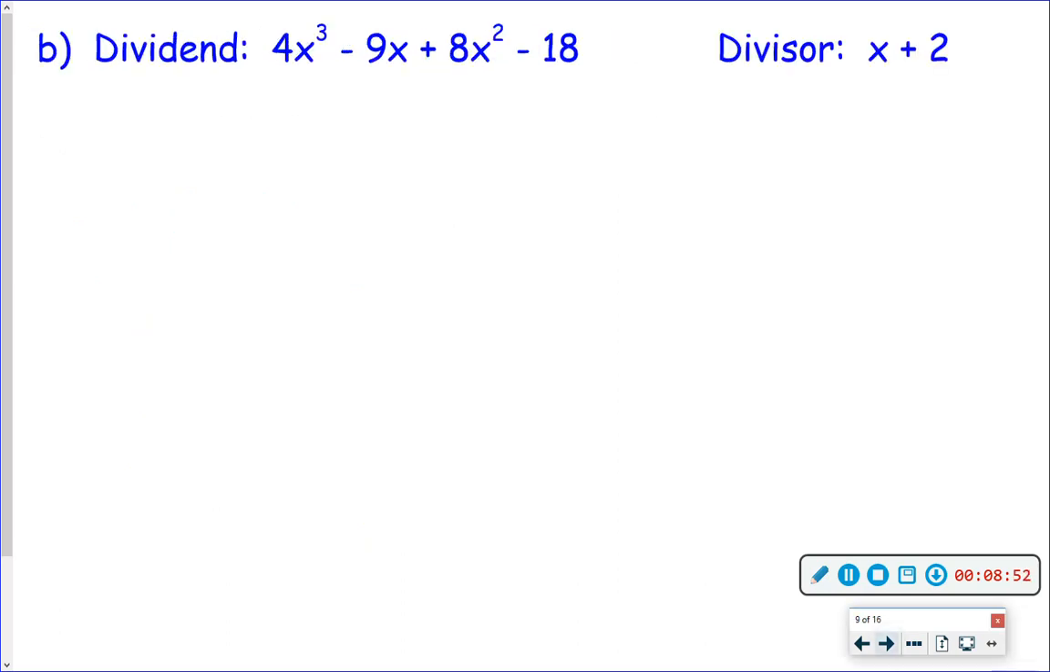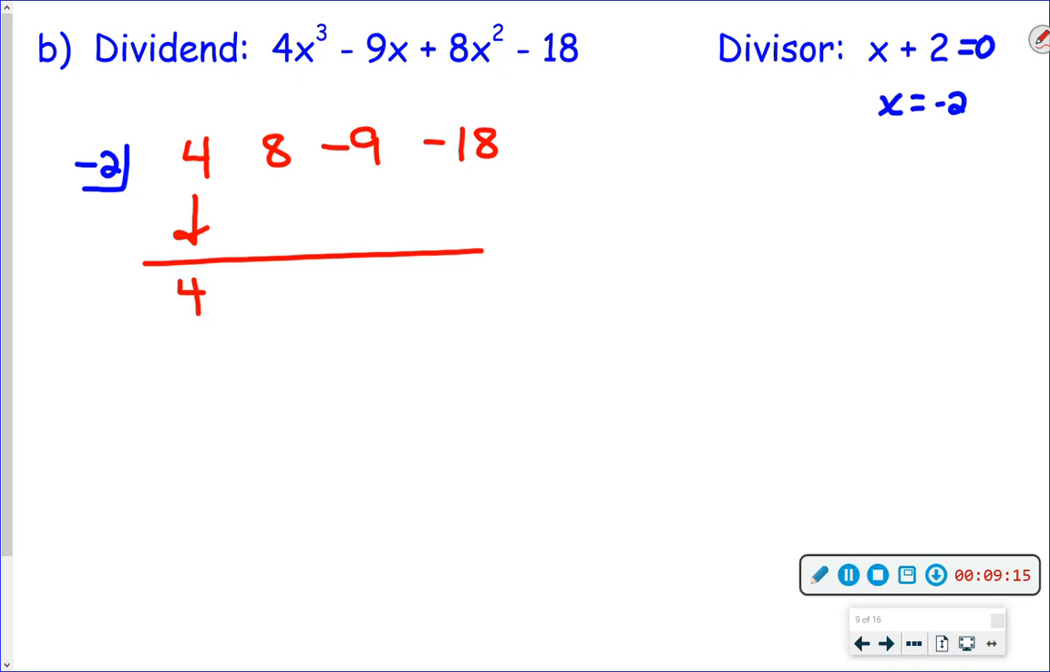So here we go, let's practice again. So first things first, I'm going to set my divisor to 0, find the 0. You can do that, of course, all mentally in your head. Now, on your dividend, be careful here. The terms are not in the correct order. My highest term, of course, is the x cubed. 8x squared should be next, then the negative 9x, then the negative 18.